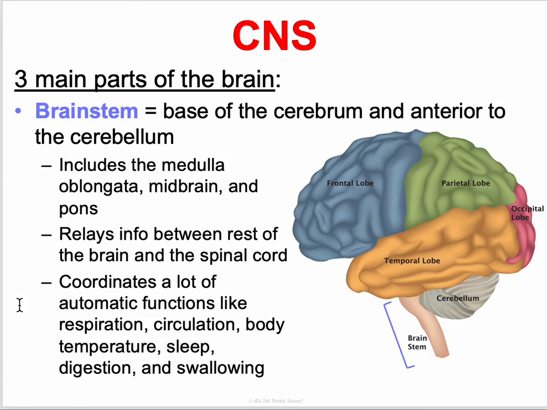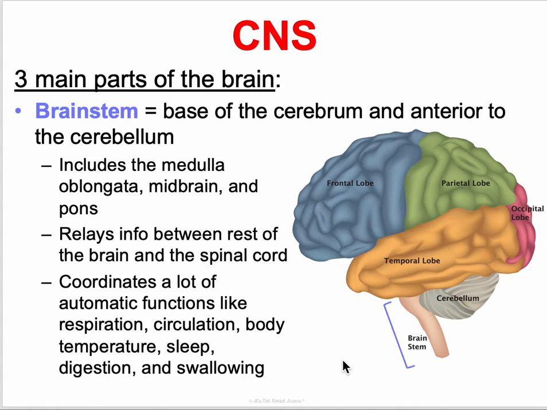The last main part of the brain is going to be the brain stem, which is underneath the last two areas that we talked about. This is going to be the base of the cerebrum, and it's going to be anterior to the cerebellum. This includes a few different sections that we call the medulla oblongata, the midbrain, and the pons.